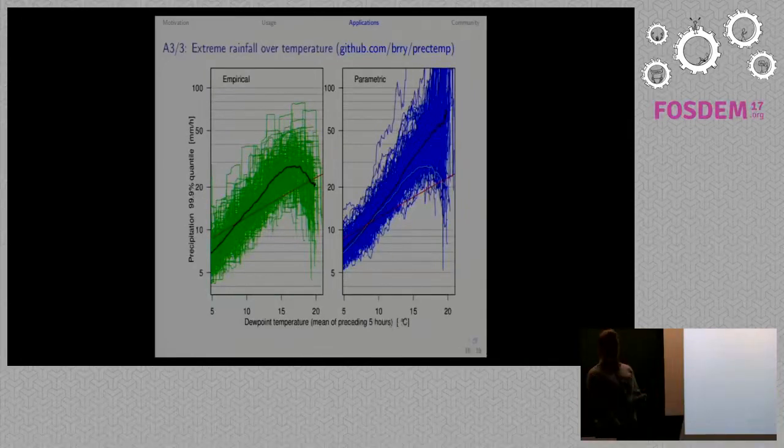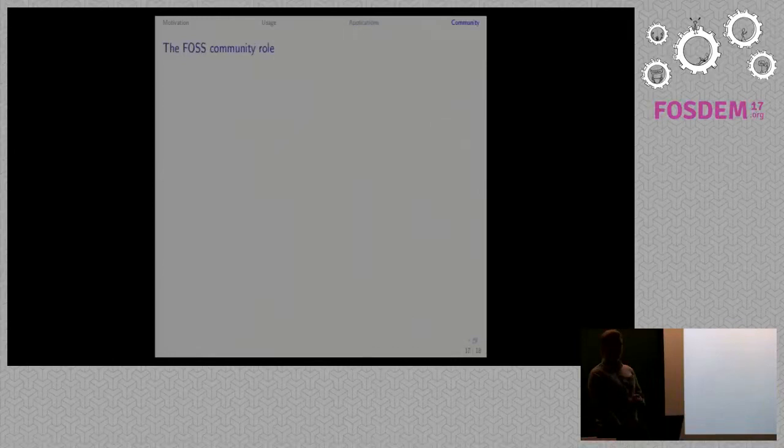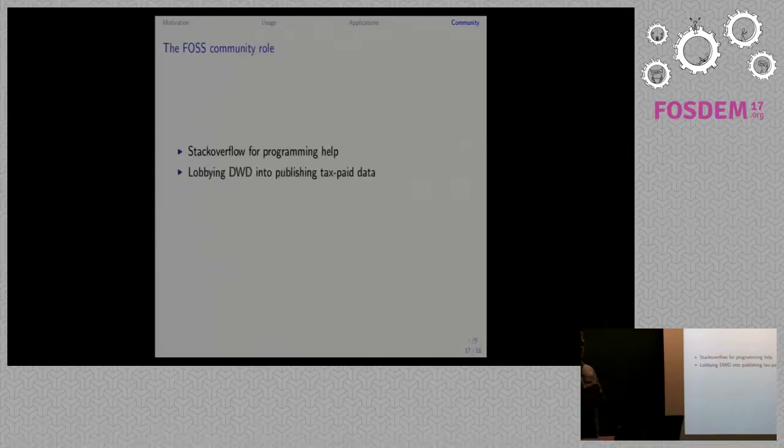All right, one slide on how the community helped in putting all of this together. I mean, we're at a FOSS conference. You probably all know Stack Overflow. I benefit greatly from that. Once in a while I post something there too. Parts of the community kind of lobbied the German Weather Service into publishing all the data. I mean, it's tax paid anyway, so why not have it public? And they were actually open to that reasoning about 2 years ago or something, I believe. They started publishing all that. So it's available online for free, which is pretty cool.